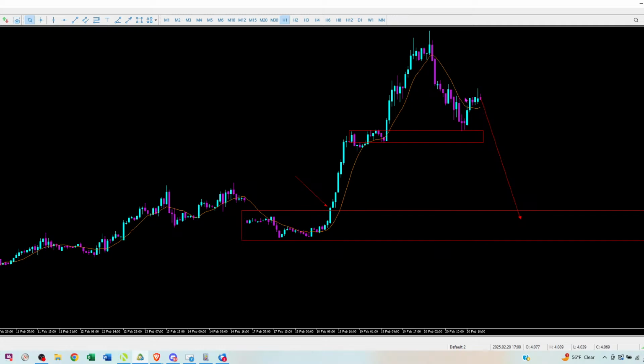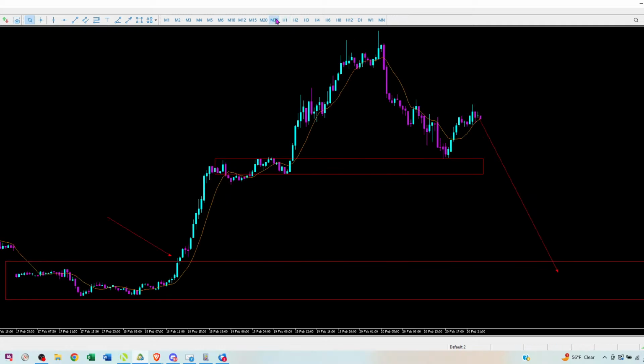So let's see what happens during the overnight. If we get some bearish price action during the early session tomorrow to push us back below this moving average, then I would consider taking a short position.